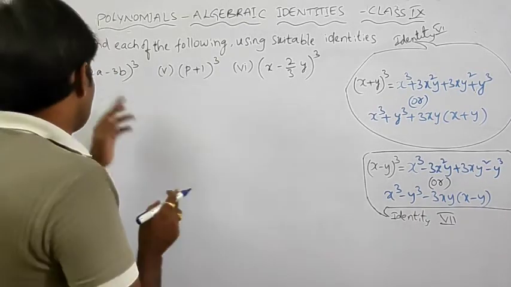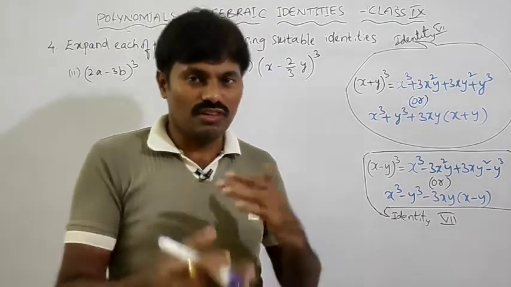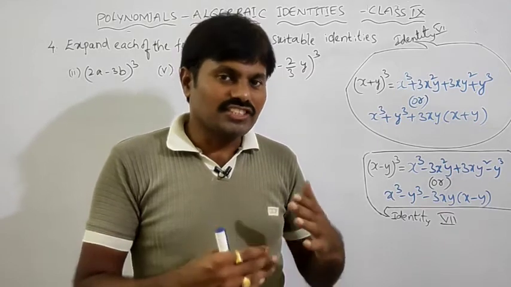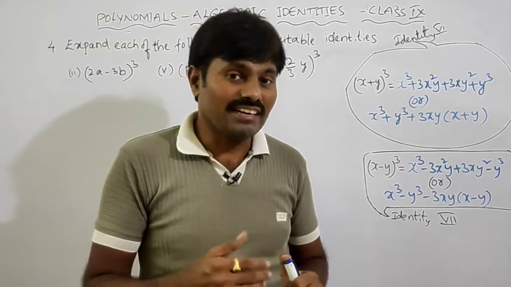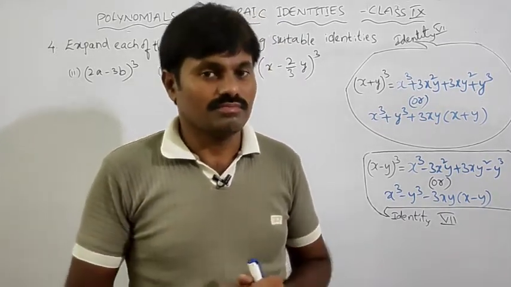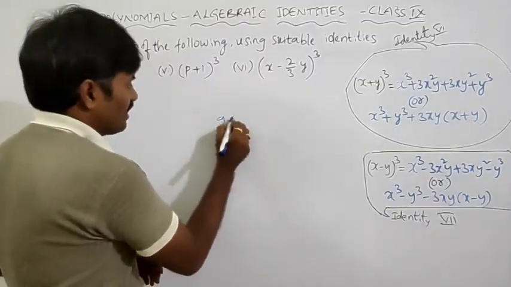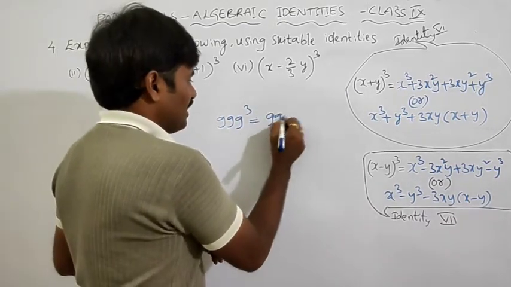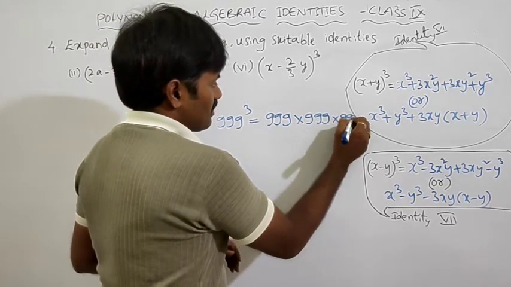Now here, (2a minus 3b) whole cube. Usually how do we find, for example, 8 cube? You will multiply 8 three times, yes, 8 into 8 into 8. It is easy because it is a small number. Yes, but if they ask us to find 999 whole cube, or 9999 whole cube, see how to find 999 whole cube. If you multiply 999 three times by itself, of course we get the answer.